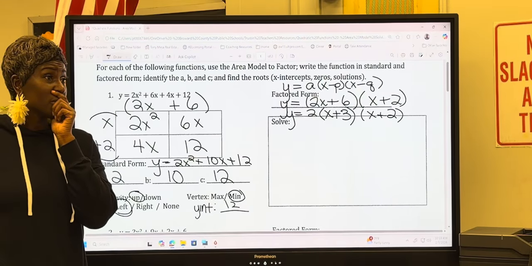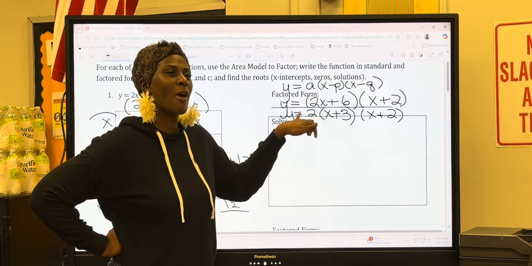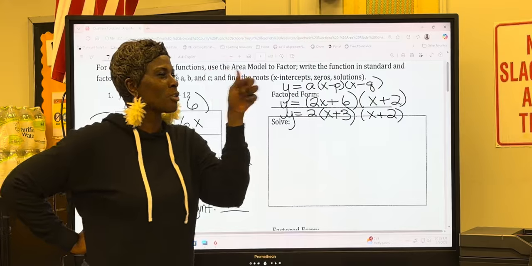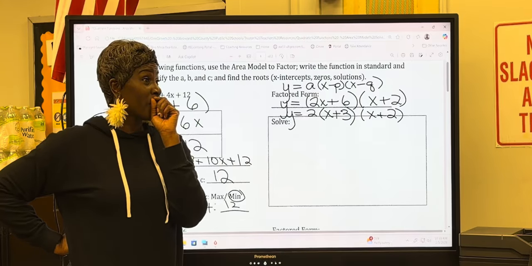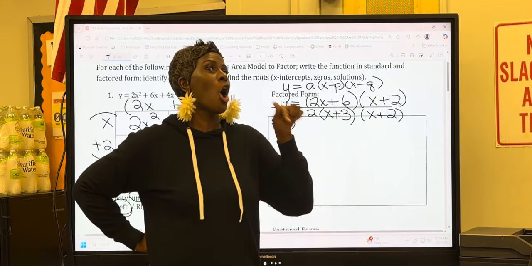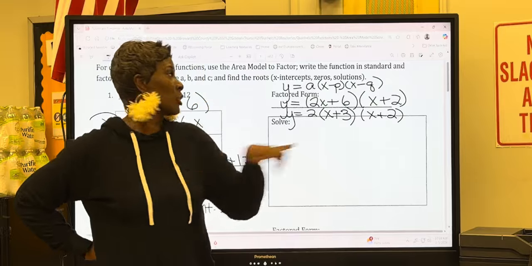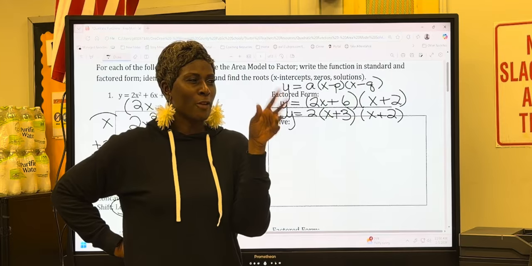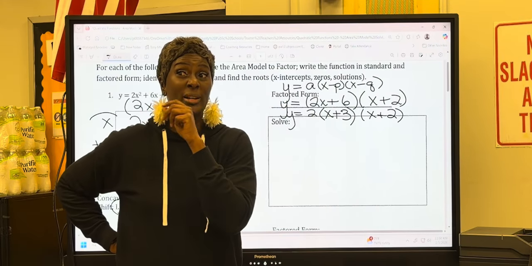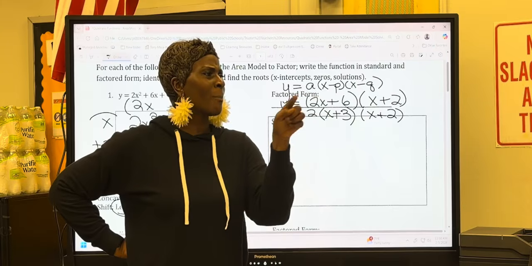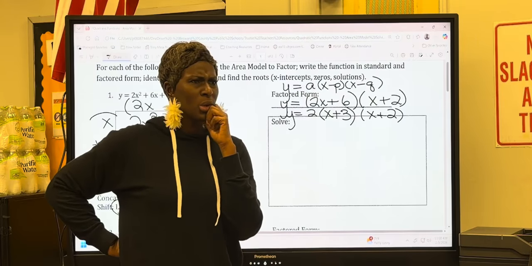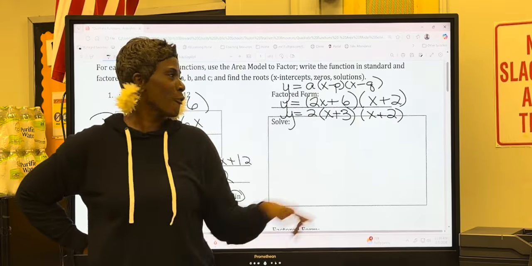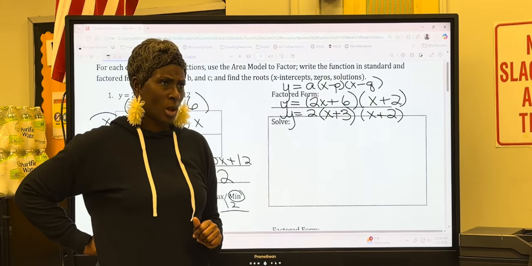Are y'all following? Why was I able to pull that 2 out front? Because it's a factor of both of the numbers. Exactly, because that's a factor that falls into both of the numbers. Is there a factor that falls into 1 and 2? Because the imaginary coefficient on that x is a 1, right? Is there a factor that falls into 1 and 2 other than 1? Can you divide 1 by 2 evenly? No. There's no other number that they got in common other than 1. So therefore, this is already, I'm good with that.